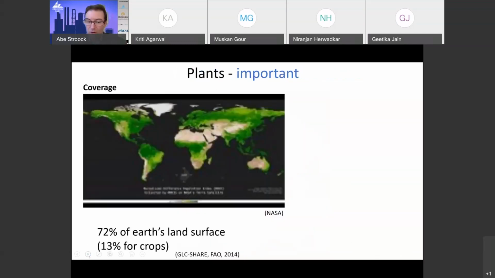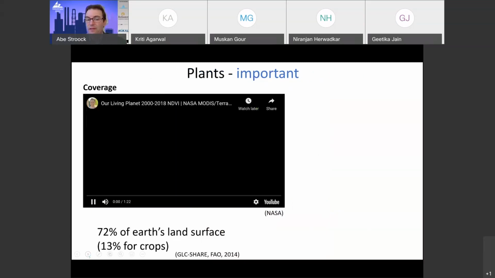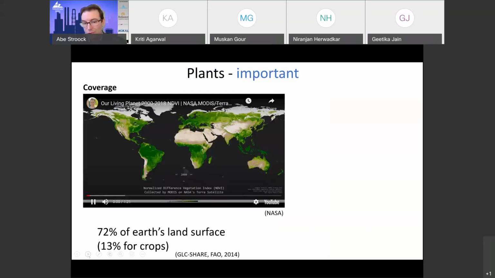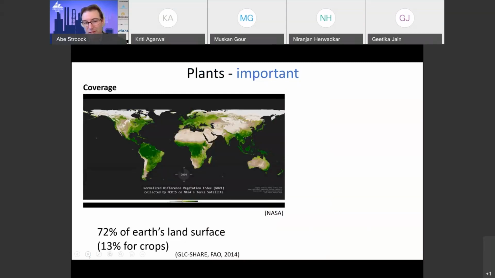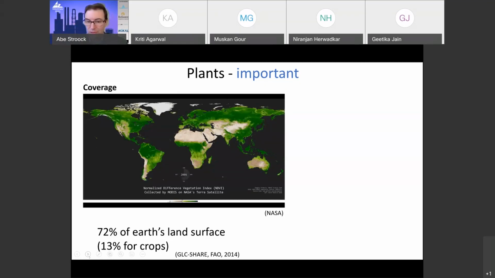So plants are also critical in our planetary system. This is showing the evolution through years, each year, of the plant coverage on our planet, which covers about 72% of the land surface. Of that 72%, well over 10% is under direct human control in the form of agriculture. And so in this sense, the plants are an active, critical boundary condition on our planet's atmosphere and hugely important in controlling our climate.